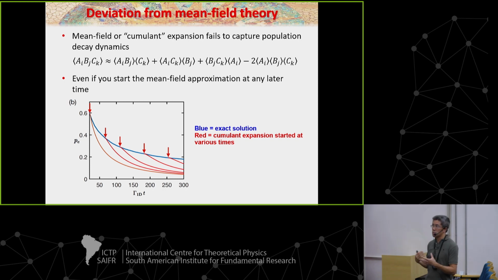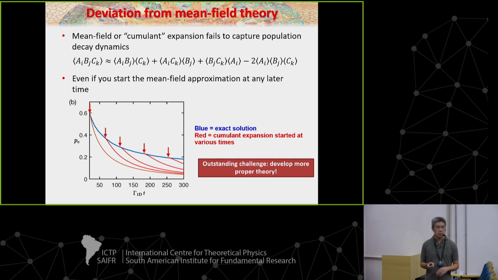So there seems to be some kind of flavor of correlations in the dynamics, in the density matrix, that a mean field or cumulant expansion is not able to capture. So then how do you capture the dynamics? Honestly, I don't know. I think that already gets to some kind of frontiers of what we actually know about these spin models in the many-body regime. So it's really an outstanding challenge to develop a more proper theory for this type of open many-body dynamics.